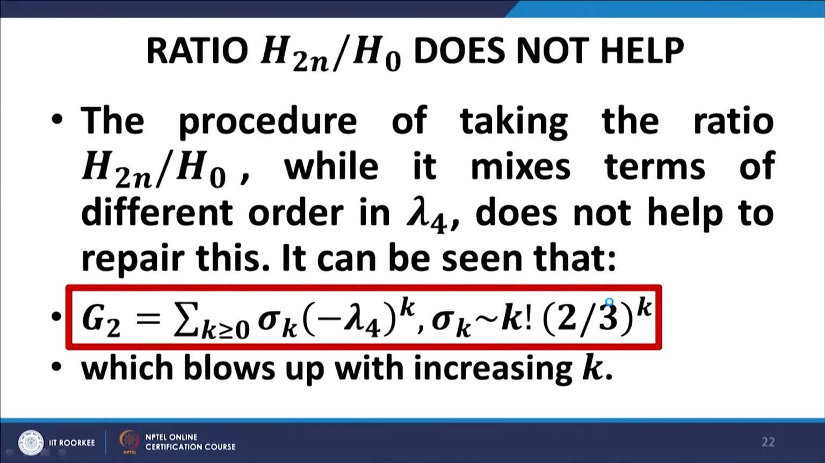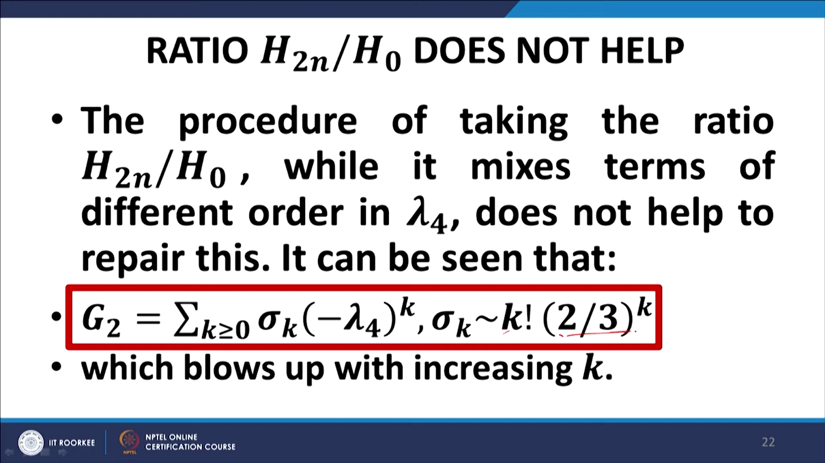So, even if we work out the ratio H2n upon H0, we find that the kth term is of the order of k factorial. Therefore, if you work out G2, for n equal to 1, you find that the sum over k has terms of the order of k factorial, and it clearly blows up.